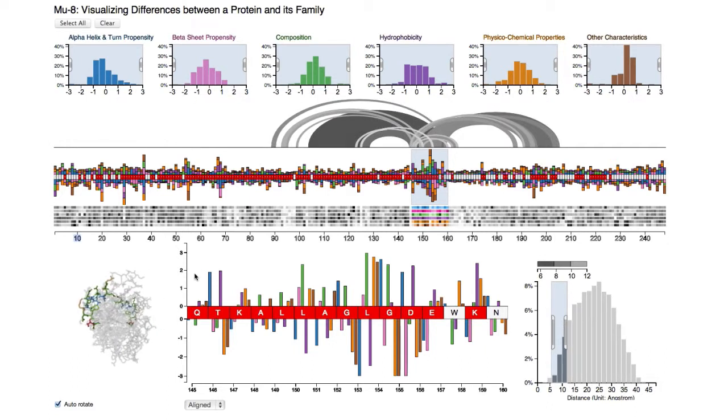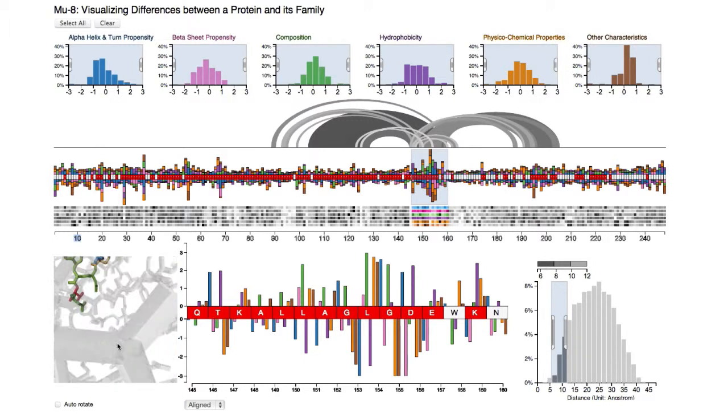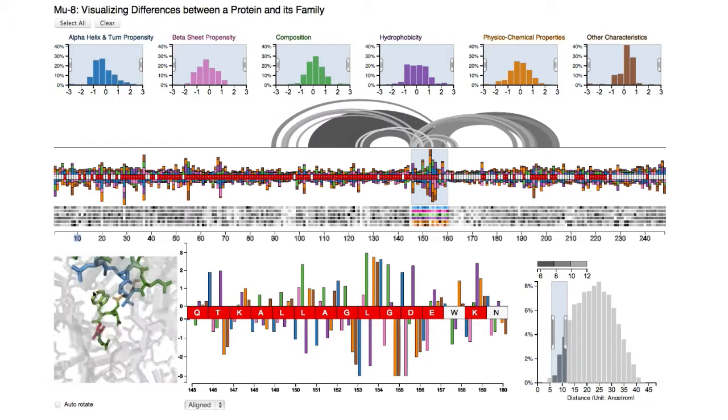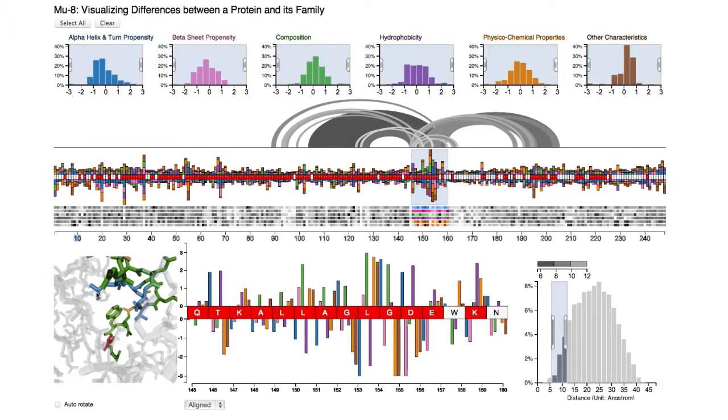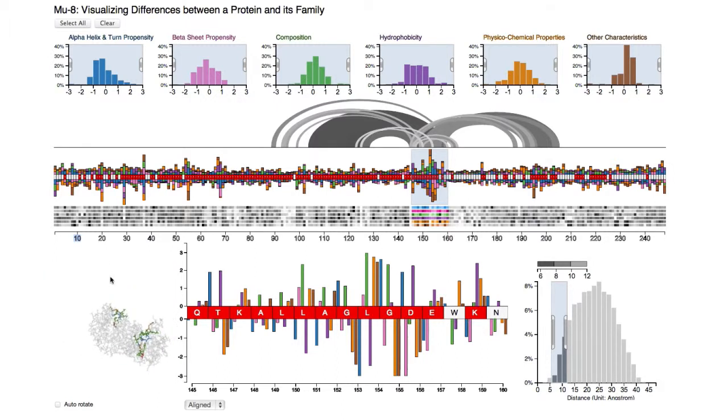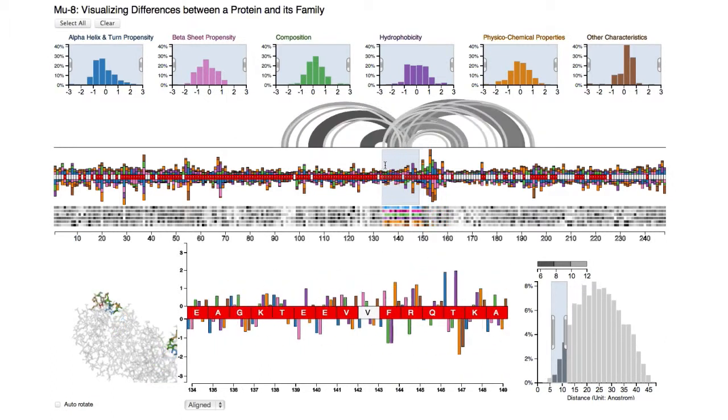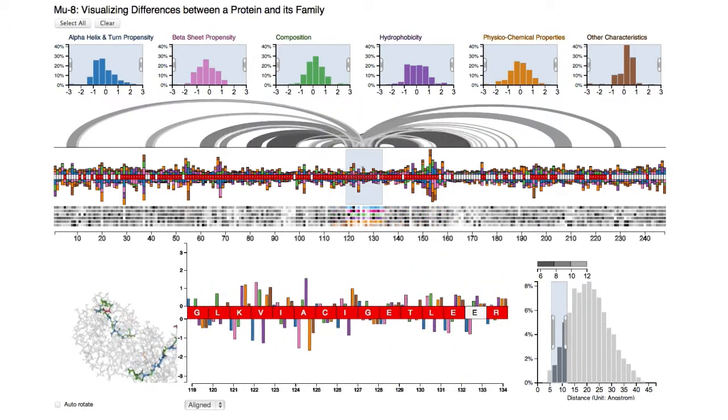Furthermore, we include a 3D view. This 3D view initially auto-rotates, but you can stop this. You can turn the 3-dimensional structure, zoom in, and out, and the highlighted region will change as you change the brush on the context sequence.